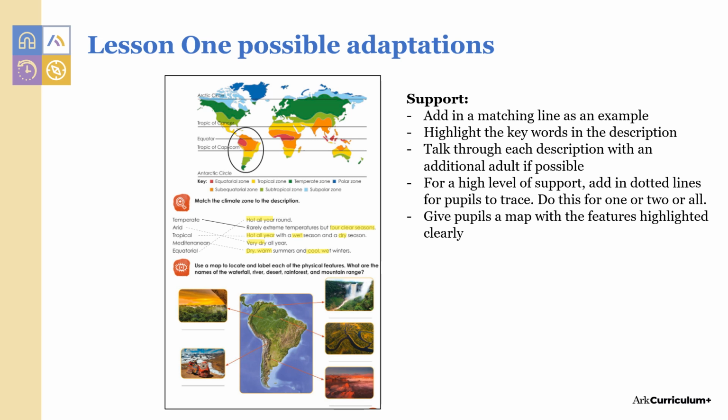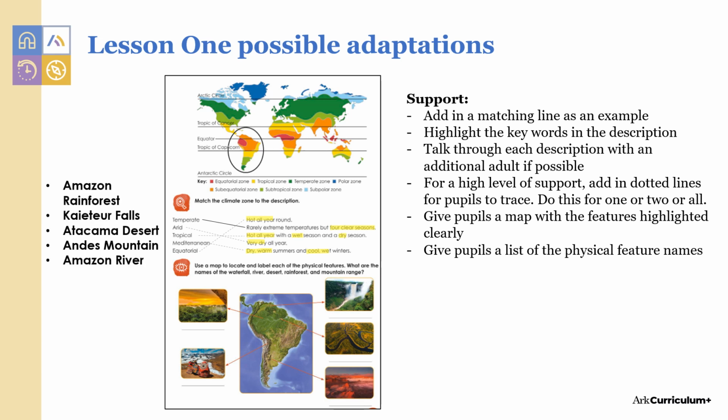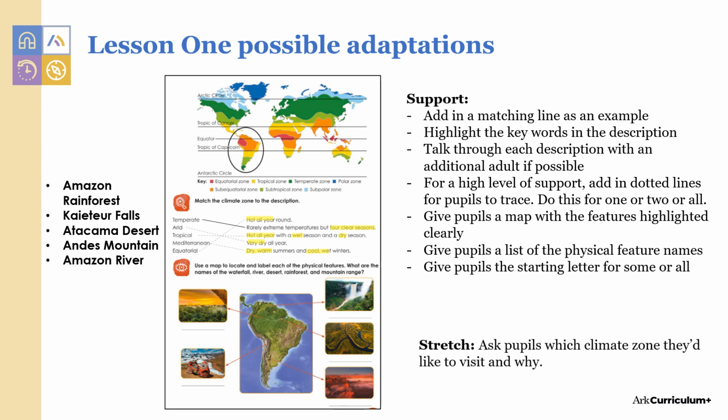You could also give pupils a map with the features highlighted clearly. You could also give pupils a list of the physical feature names and give pupils a starting letter for some or for all labels. Stretch pupils by asking them which climate zone they'd like to visit and why.